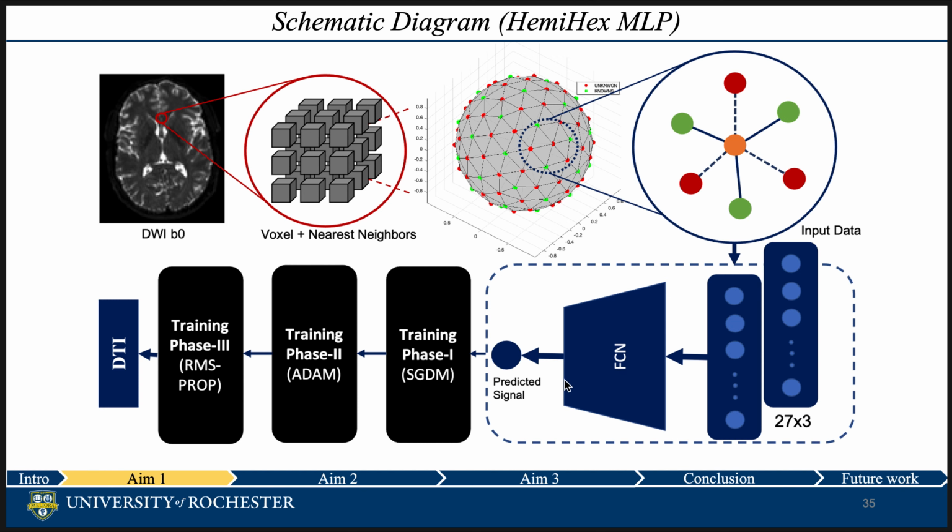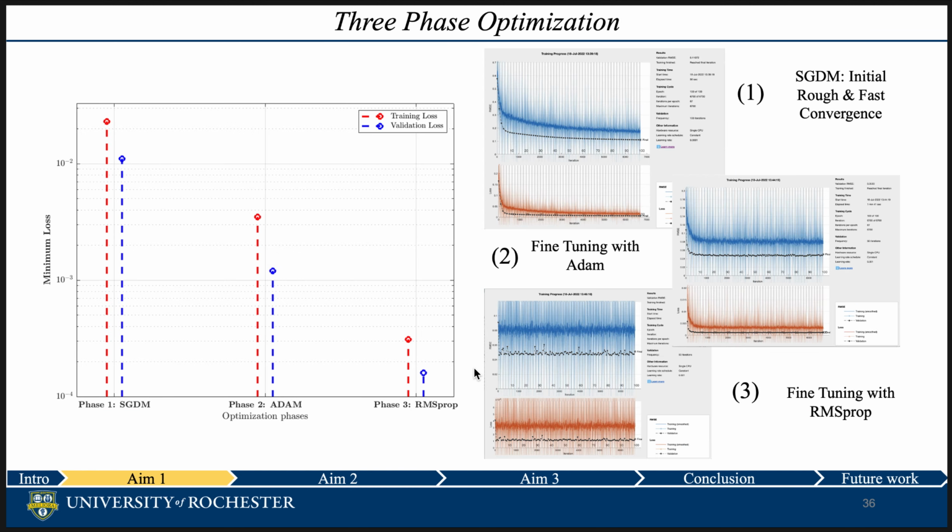And our training follows 3 training phases. These 3 phases include the stochastic gradient descent method, which gives us a very initial rough and fast convergence. Then we fine-tune our model with the Adam algorithm. And then finally, we further fine-tune it with the RMSprop algorithm.